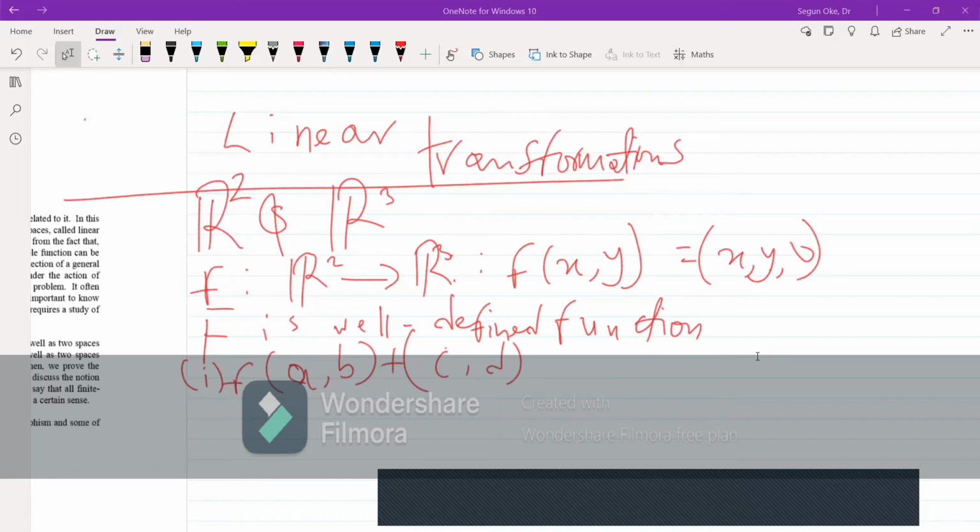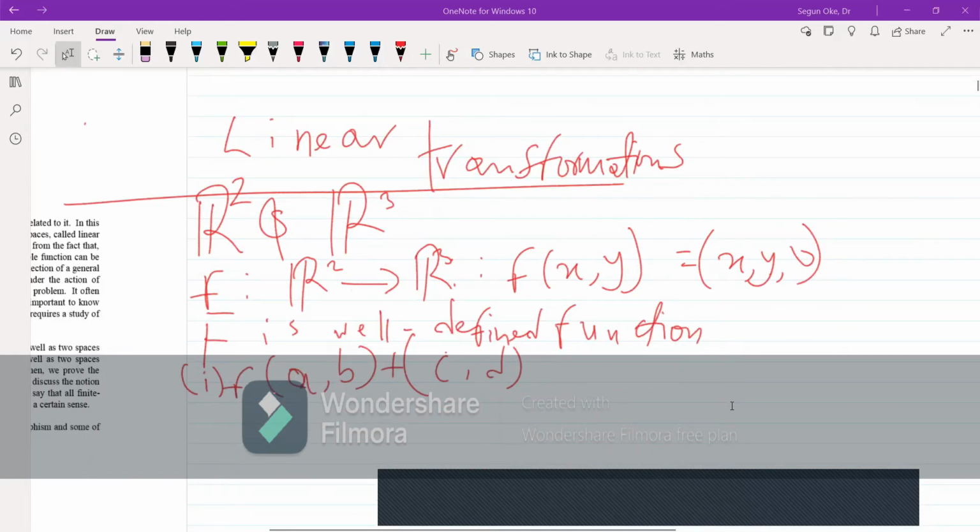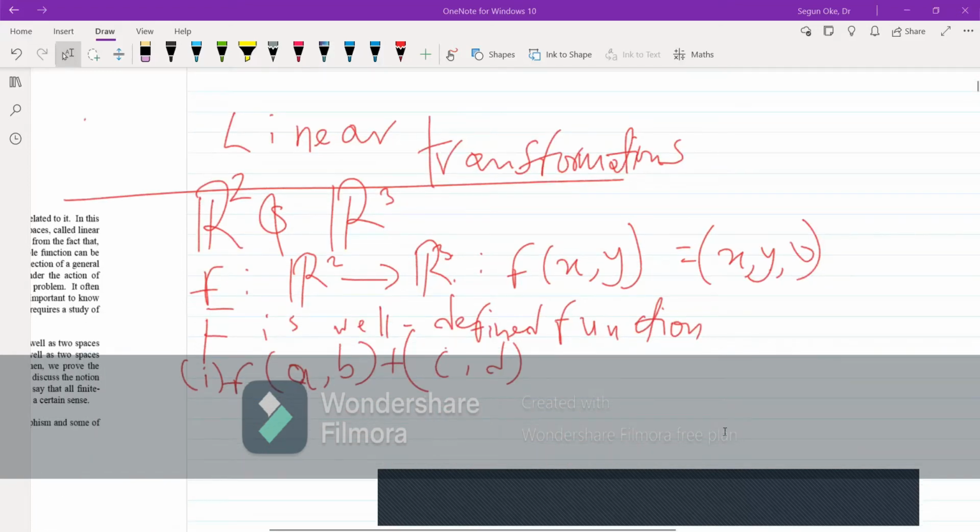Today, week one, I believe you can see my screen. We'll be talking about the subtopic, linear transformation. And I believe by now you have familiarized yourself with what we call vector space. And due to vector space, we have R2, we have R3, which is also the XYZ space.